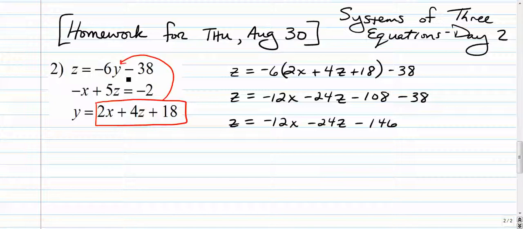Next, let's get it in the right order first. We have to combine this, right? So let's get everything in the right order. I'm going to move the 12x over. I'm going to move the negative 24z over. And I'm going to keep the negative 146 where it is.